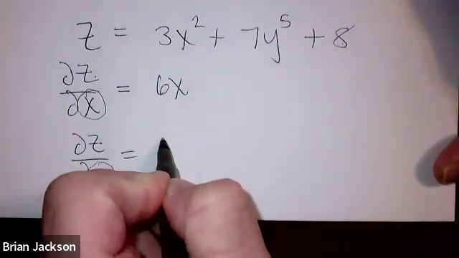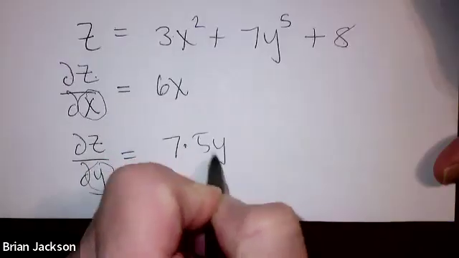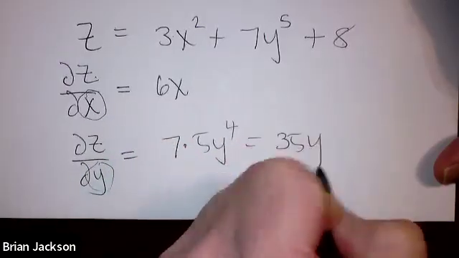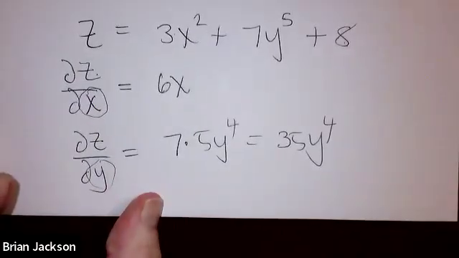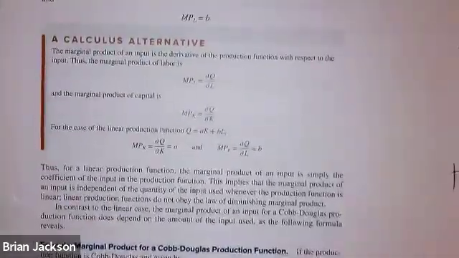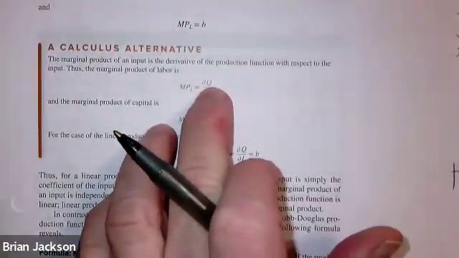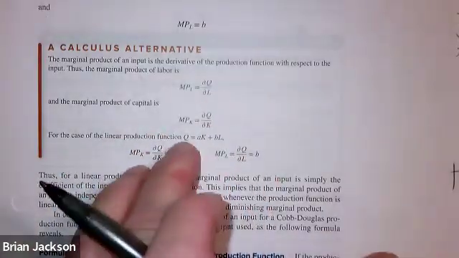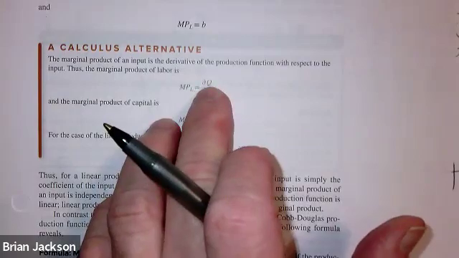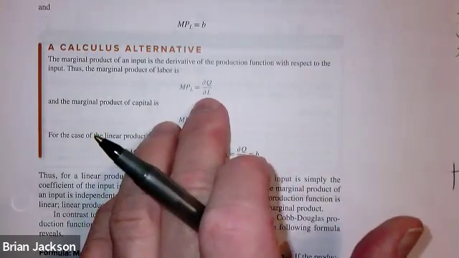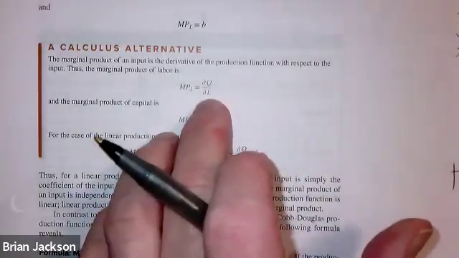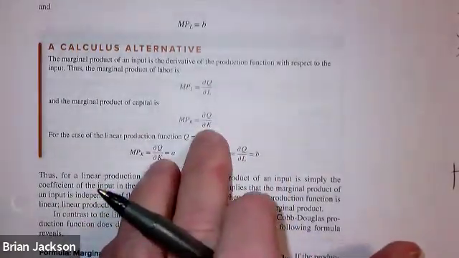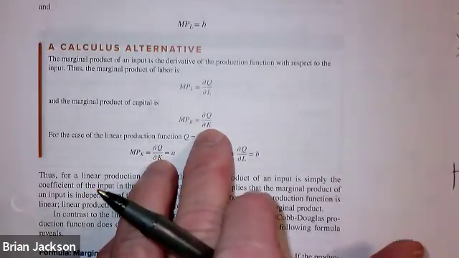And so this would be 7 times 5y to the fourth, which would be 35y to the fourth. Okay, so that's all that is. So when your book gives you this notation, as they do on page 147, the idea is they've taken some output function that's a function of both k and l, and they found these partial derivatives. So when you find the partial derivative of q with respect to l, q is a function of k and l. They're treating k as a constant here, and l is your variable. And here they're treating l as your constant and k as your variable.